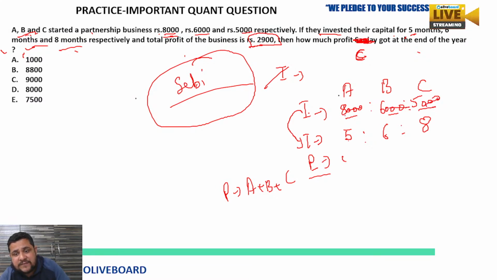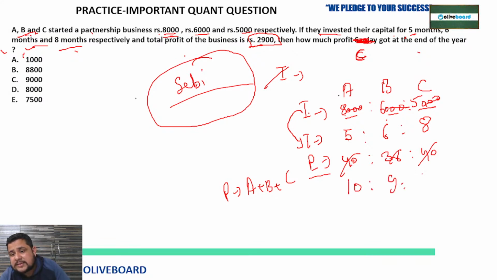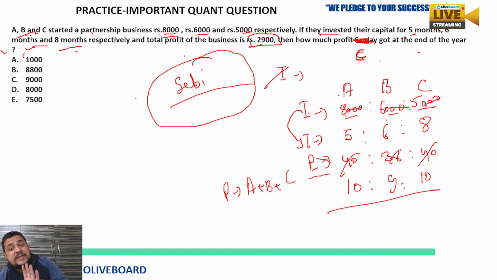So 8 multiplied by 5 means 40, 6 multiplied by 6 means 36, and 5 multiplied by 8 means 40, and this can also be cancelled by 4, easily. So 4 tens are 40, 4 nines are 36 and 4 tens are 40. So now finally we have the profit ratio. Now what are they asking? How much profit C got at the end of the year.